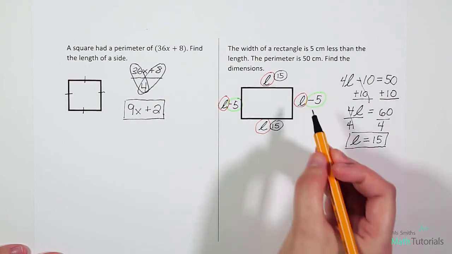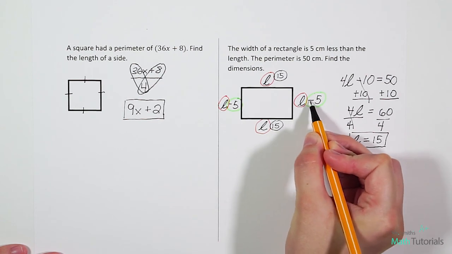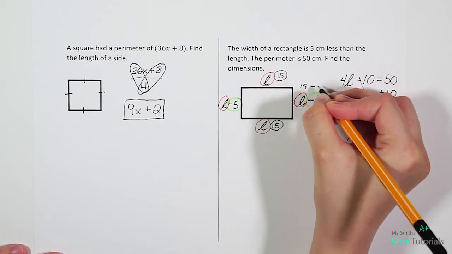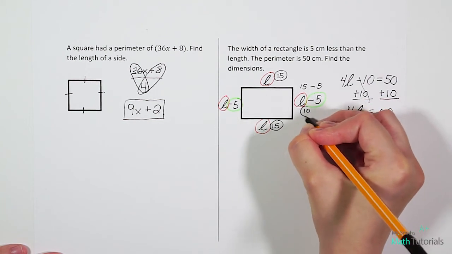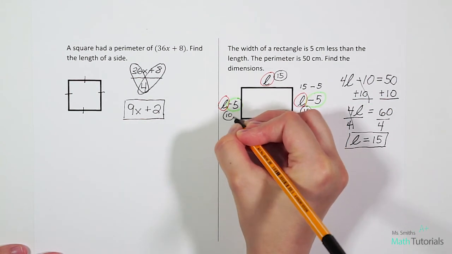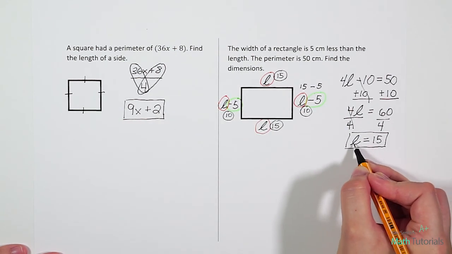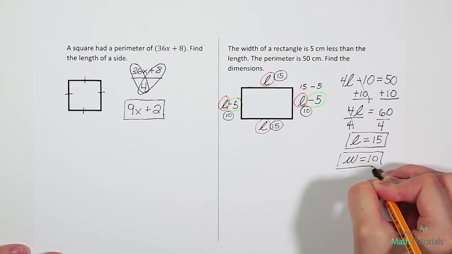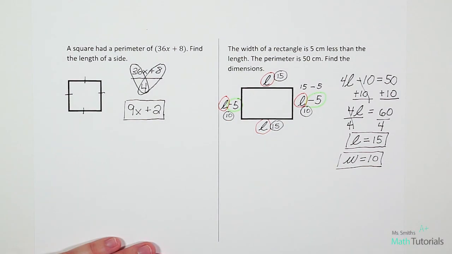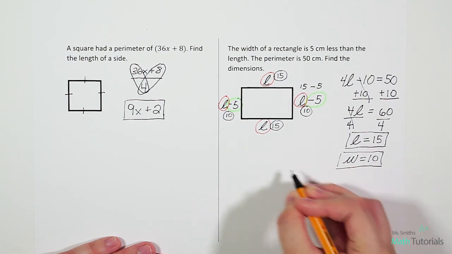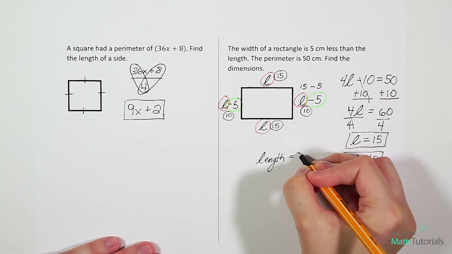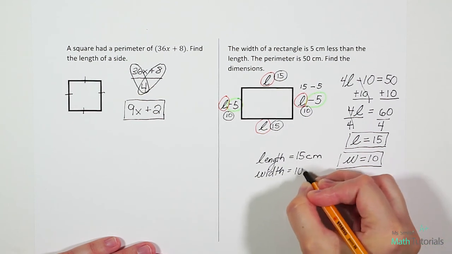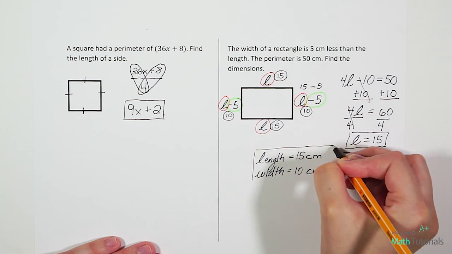Now to figure out the width, so right here, we know that the width is L minus 5. Well, if we know L is 15, what's 15 minus 5? 10. Right? And if this width is 10, then so is this width. So we've got our two dimensions. We know the length is 15 and the width is 10. It's also good to include the unit of measure, and I didn't do that when I originally wrote this, but we can do it here. So the length is 15 centimeters and the width is 10 centimeters. And then that would be our final answer.